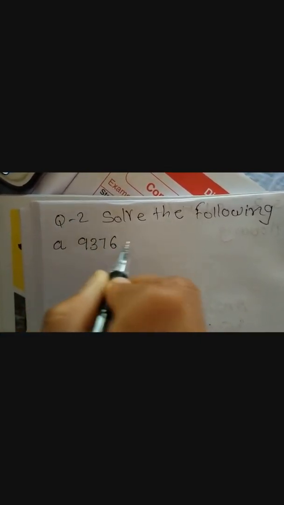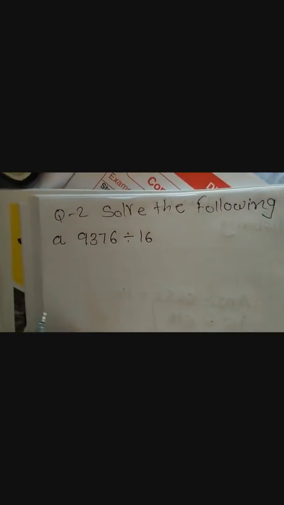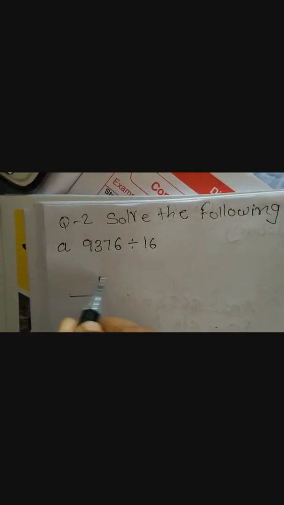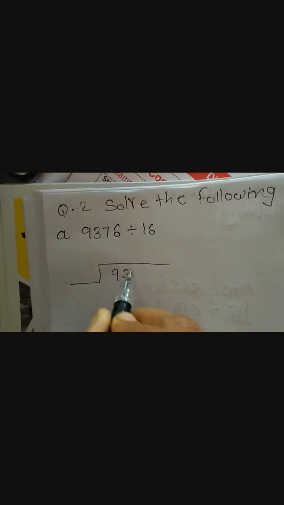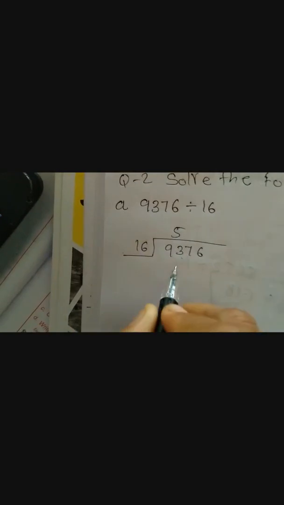Now the first question is 9376 divided by 16. So we have to write here 9376 divided by 16. 16 fives are 80. So we have to write here 16 fives are 80.